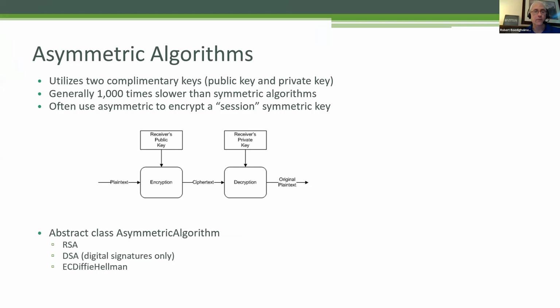So if we look at the diagram, if I wanted to pull one of you out of the participant list and send you some data, I would get your public key. I will take my plain text, encrypt it with your public key, and I have ciphertext. Now, as soon as I do that, I cannot even decrypt this. So the only person that can decrypt that is the person who has the corresponding private key for the decryption to get back to the original plain text. So that's the idea with asymmetric.